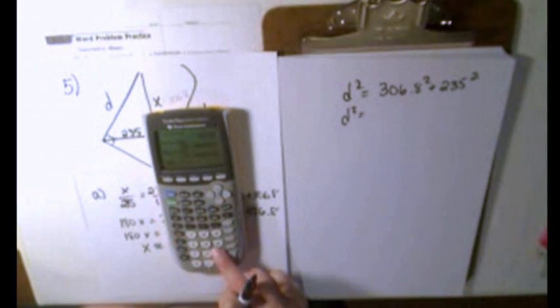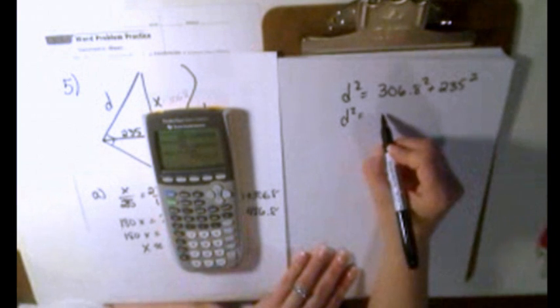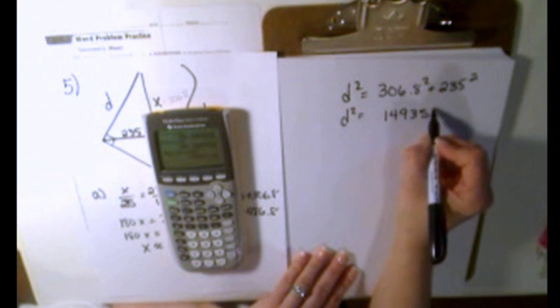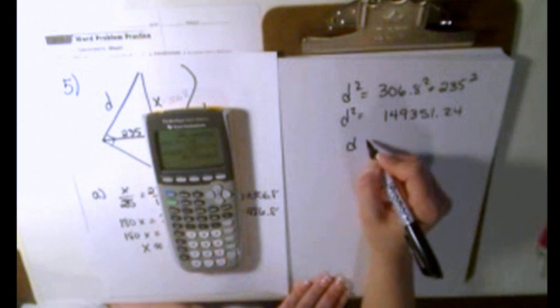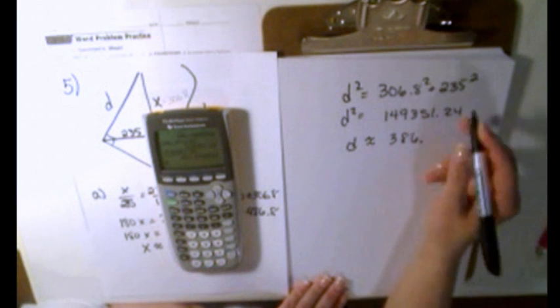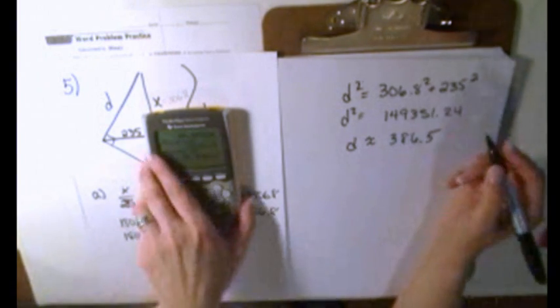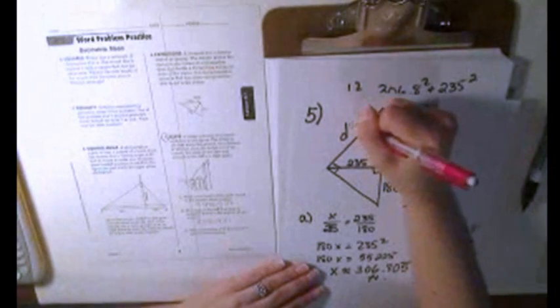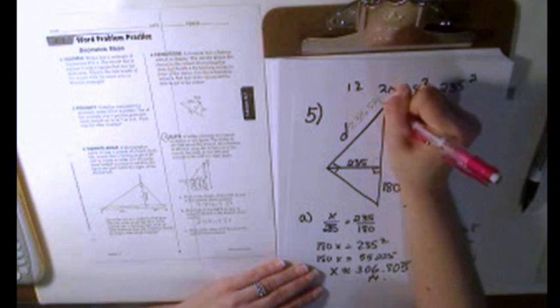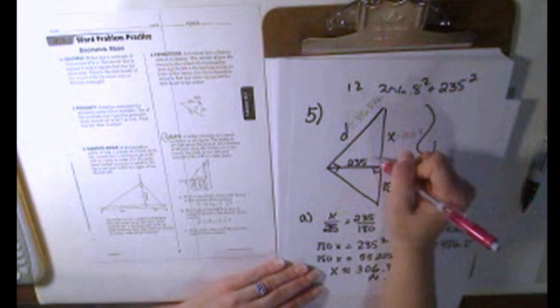Okay, so if I add that up, it is going to be a ginormous number. 149,351.24, and I'm going to square root that. D is approximately 386.5 feet. 386.5. That makes sense because it should be the longest side because it's the hypotenuse of a right triangle.